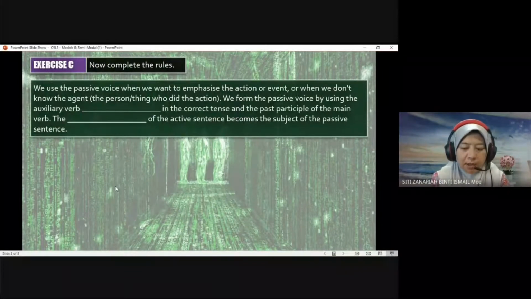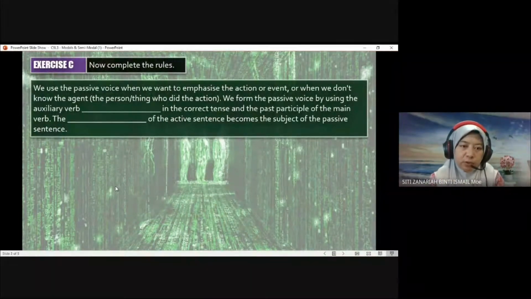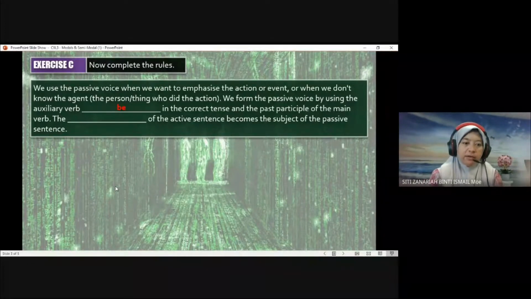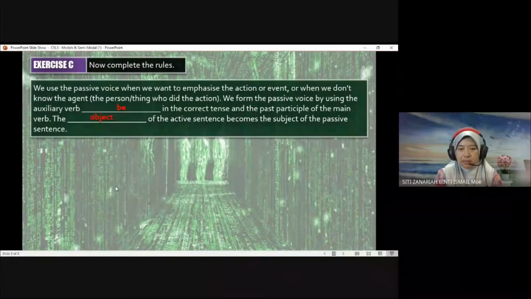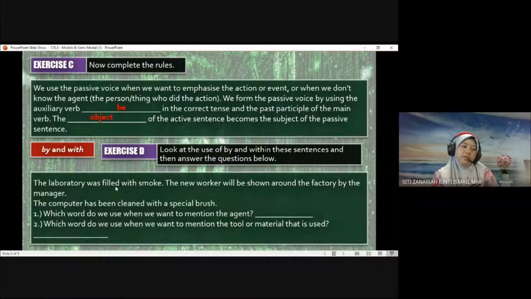And exercise C, now you have to complete the rules. These are the rules of using passive voice. We form the passive voice by using the auxiliary verb. What is the auxiliary verb? Auxiliary verb be in the correct tense and the past participle of the main verb. The object of the active sentence becomes the subject of the passive sentence. In the active, the object is at the end, but in the passive, the object comes at the beginning of the sentence. Okay, what is the difference of by and with? Exercise D.